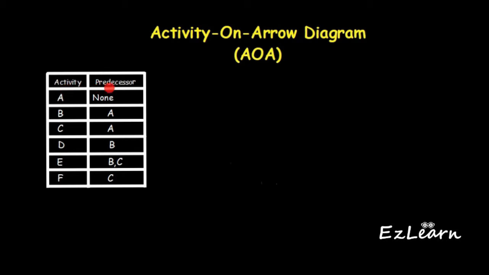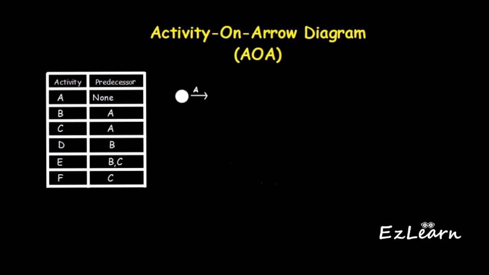As the beginning, you should start the project with a simple node, and from that simple node you just go with a simple arrow to highlight the first activity, which has a starting node and a finish node. Then we have activity A. Activity A has no predecessors, so it's going to be the first activity in our project.